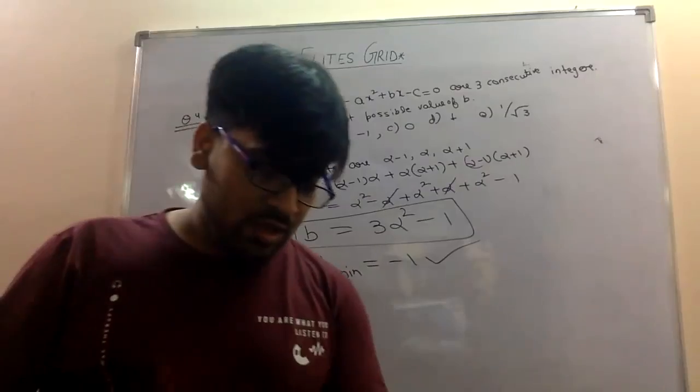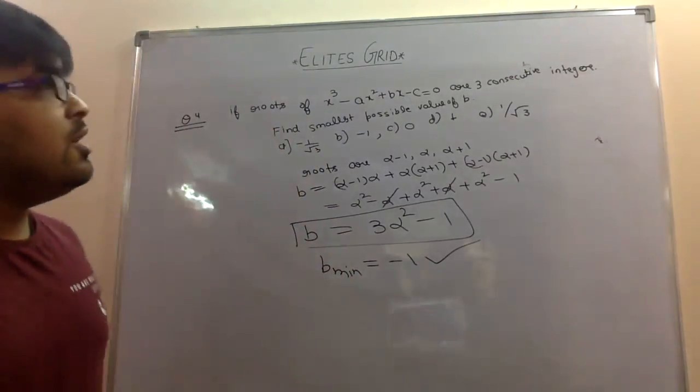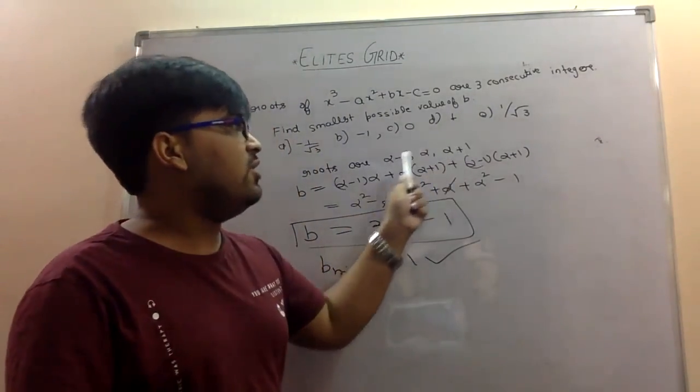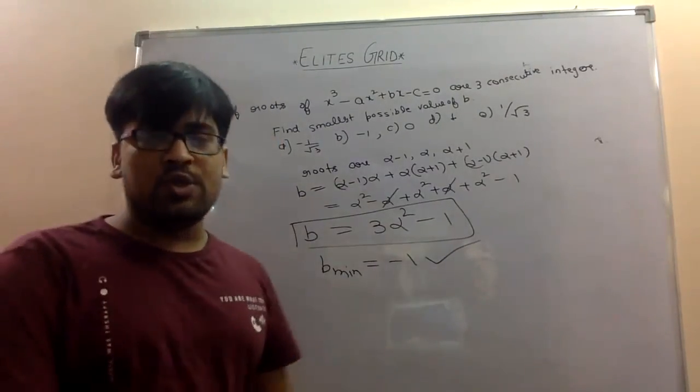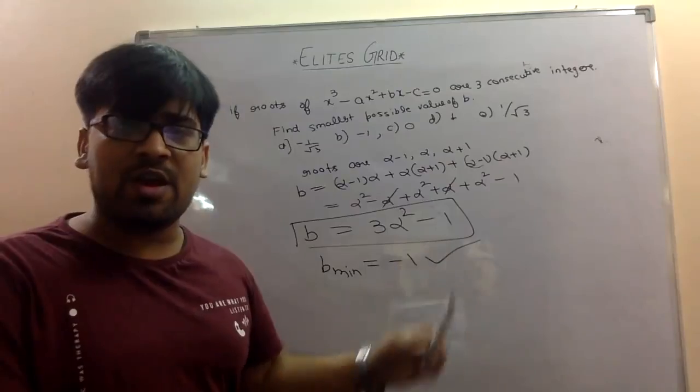ज्यादातर लोगों का क्या है? Correct आया. This is clear to everyone. This is really important, to represent this as alpha minus 1, alpha and alpha plus 1. That will reduce your calculation part. Clear to everyone?